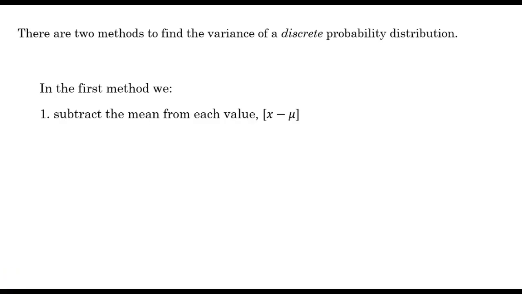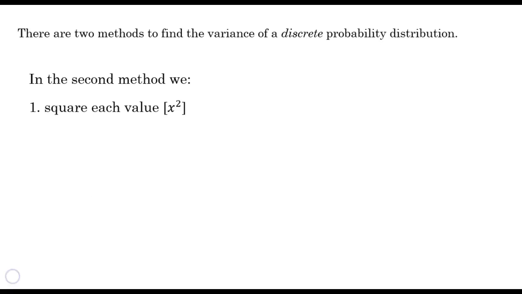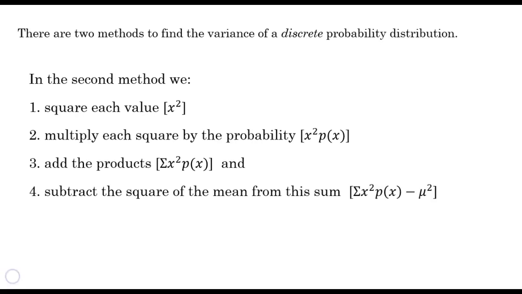For discrete probability distributions, to find the variance, my preferred method is not to do it this way, but this is one of the other ways to do it: subtract the mean from each value, square it, multiply by the probability, add those together. That gives me the variance. Alternatively, and this is my preferred method, square each value, multiply by the probability, add these all together, and subtract the square of the mean. You're going to do fewer subtractions this way.